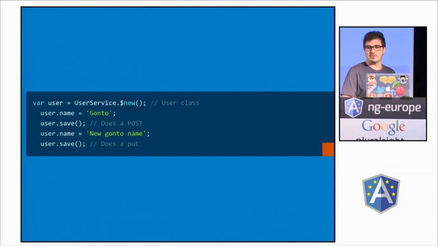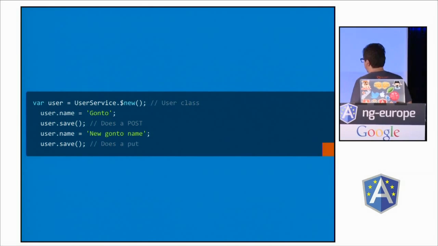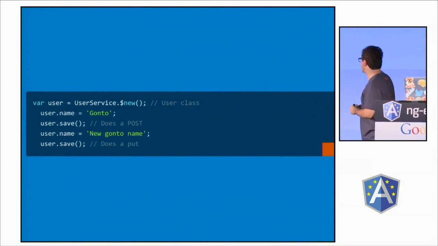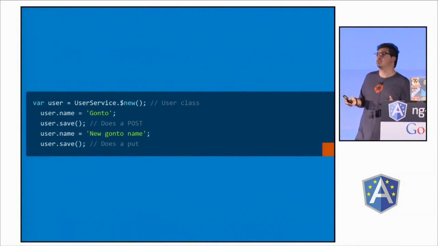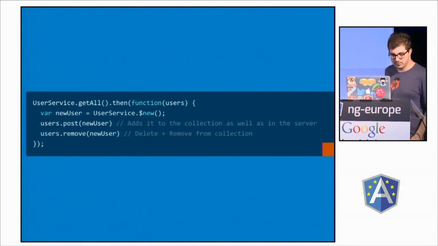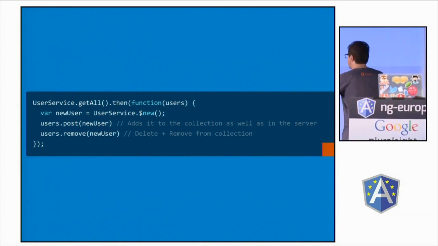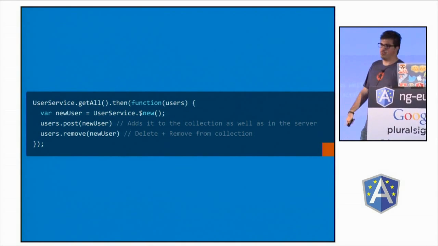If you wanted to create a new Restangular object, before you would do restangular.one('users'). And now you have this userService.$new, which creates an empty object but knows to which path it should go. And this is another example: you can get all the users, create a new one, do post, do remove, etc.